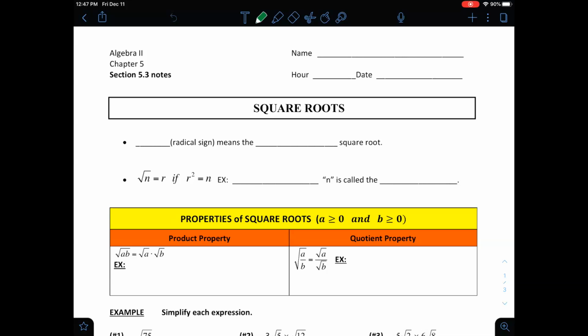We are continuing with Chapter 5, which is about quadratic functions and equations. Today we're doing 5.3, which is square roots. And it's actually going to be broken up into 2 days, I believe, or 2 videos for this section. So, yeah, we'll get right into it.